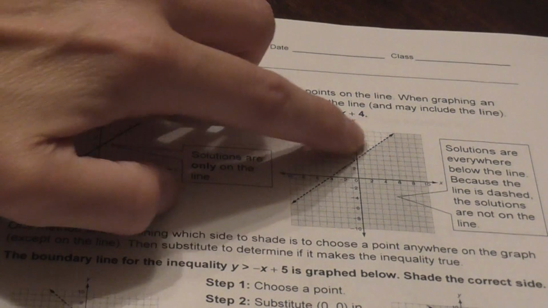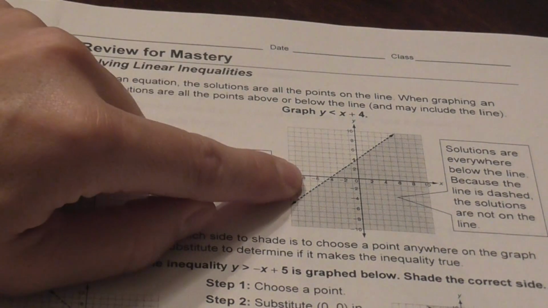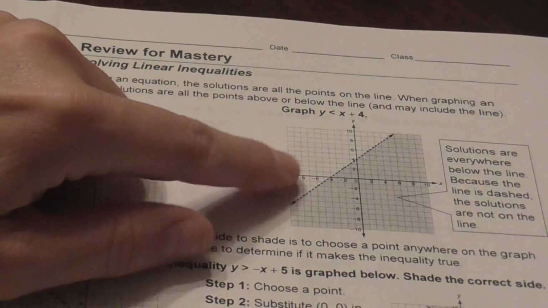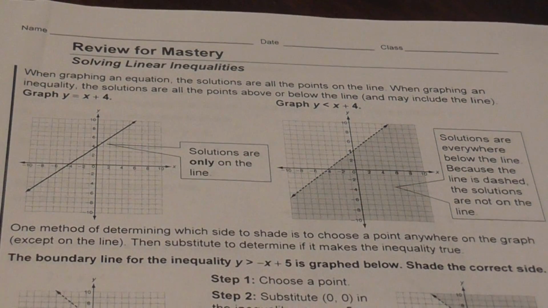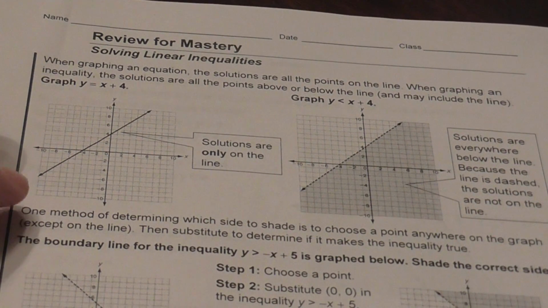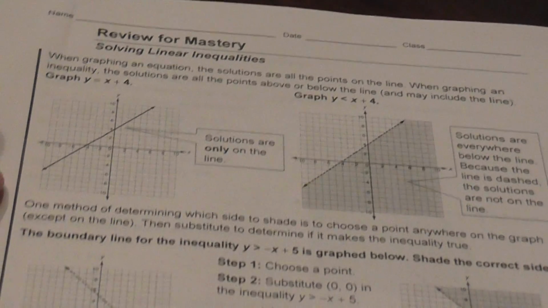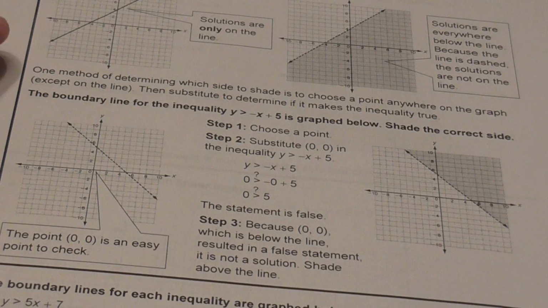This one, because it's a dashed line, actually the points on the line are not included in your answers. However, all the shaded area, all of these points are considered answers to a linear inequality. So one method of determining which side to shade is to choose a point anywhere. So we talked about doing that.